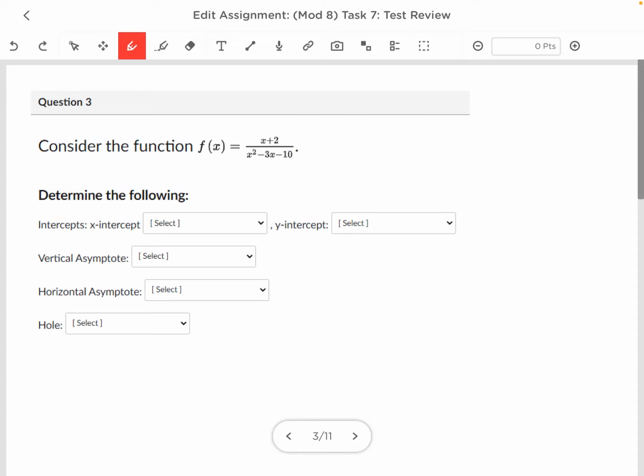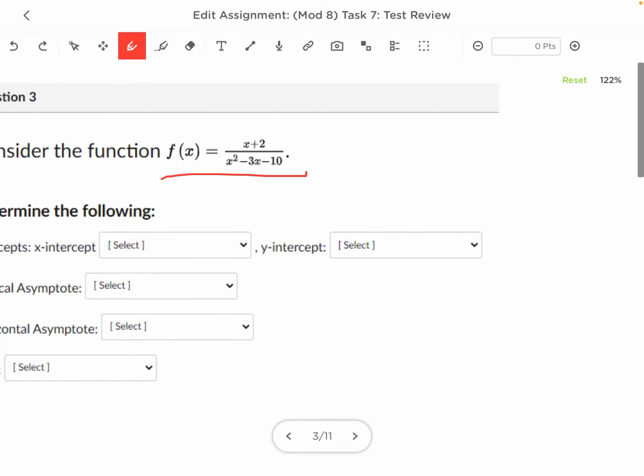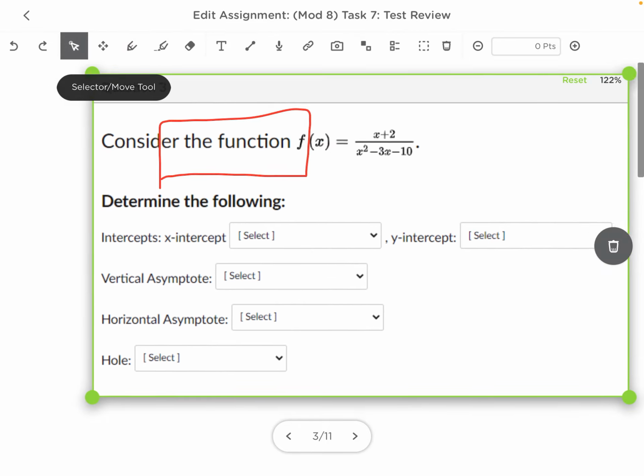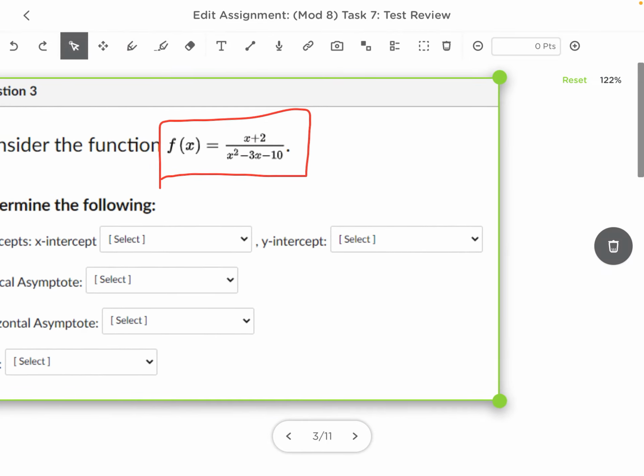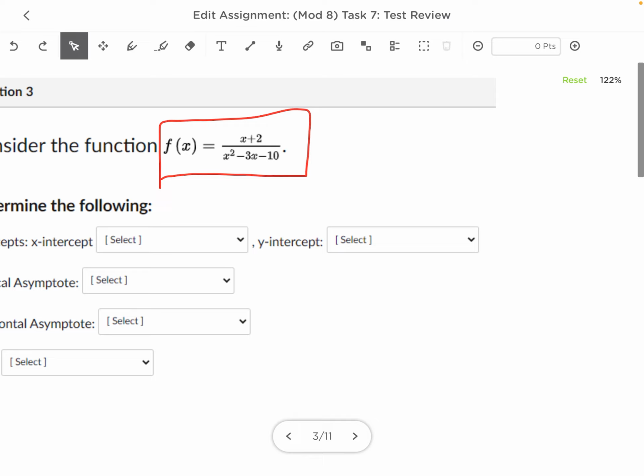Taking a look at question 3, we're looking at this function here, and we're looking for each of our key features: our x-intercepts, our y-intercepts, vertical asymptote, horizontal asymptote, and the hole. So that's the pieces that we're looking for. So we're going to start by simplifying.